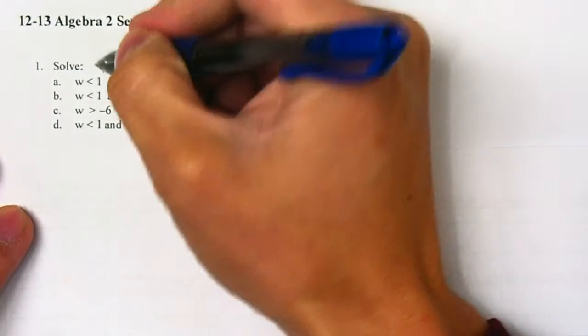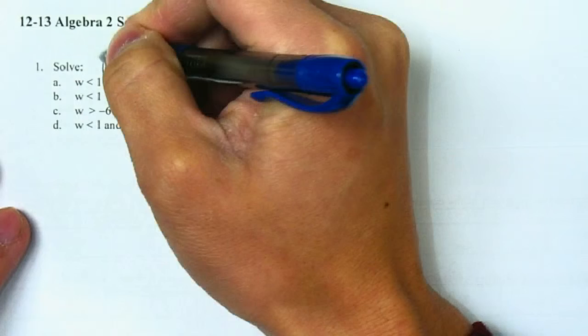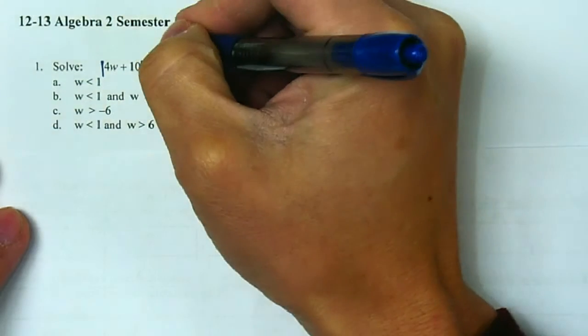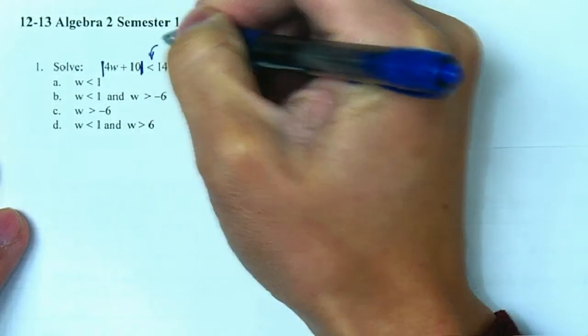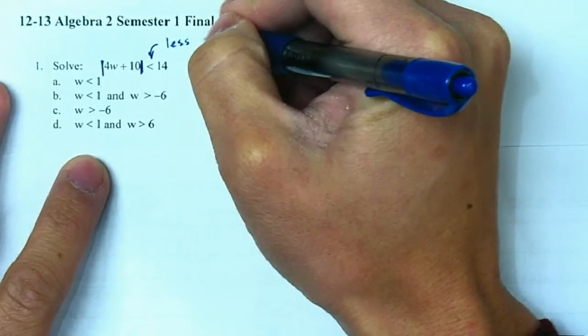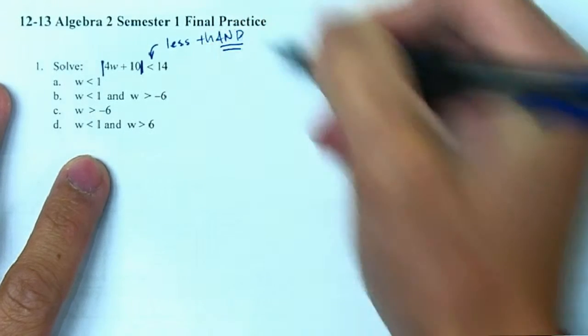For number one, we have to realize that we have the absolute value bars here. So we have to split it up into two separate parts. Before we actually do that, one thing to realize is that this is a less than, and we can remember which direction things are. There's going to be a less than, so my answer is going to be an "and" type of problem.